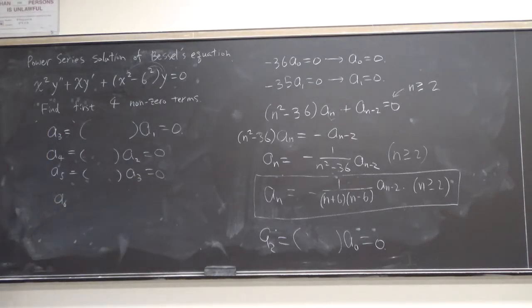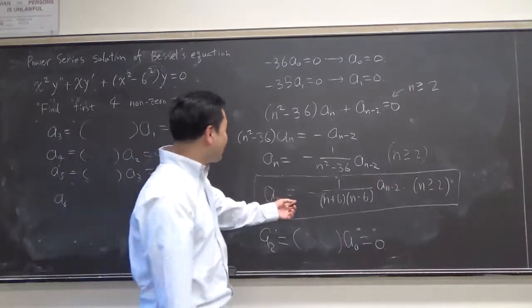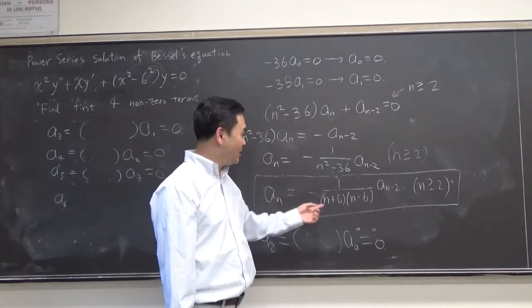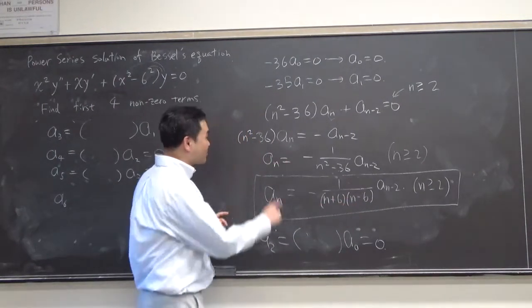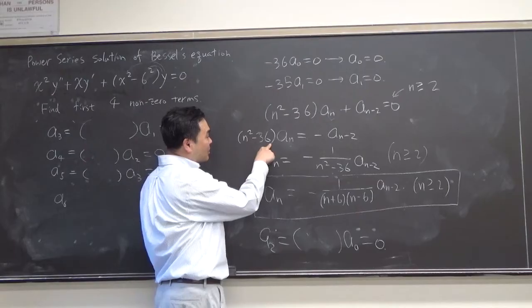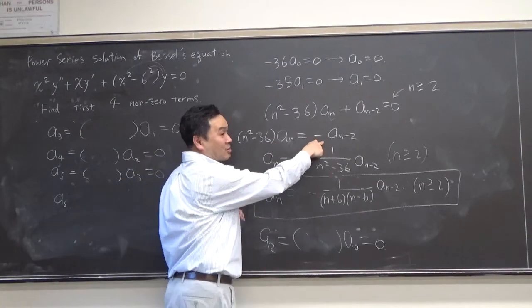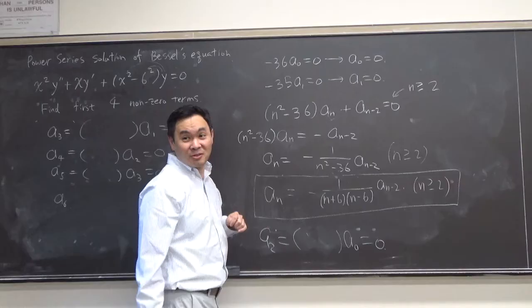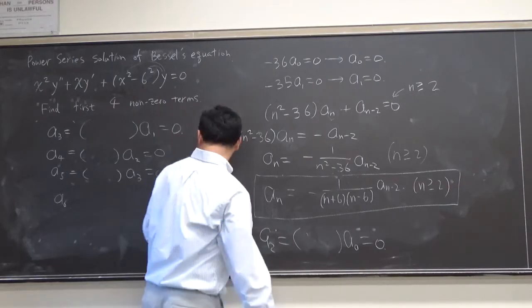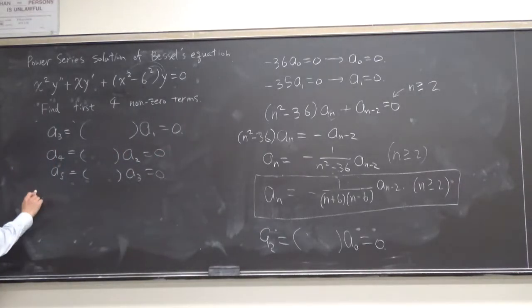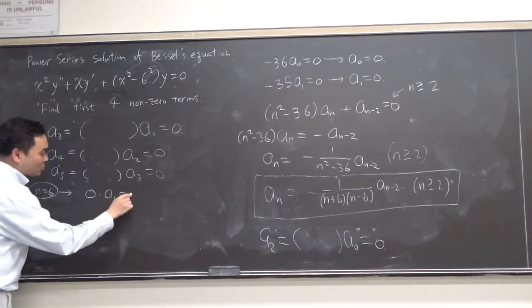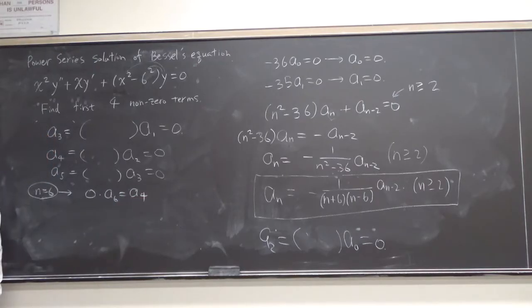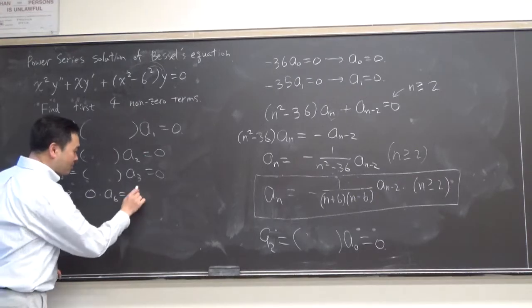It doesn't exist, it goes to infinity. This thing breaks down at a6, right? Why? When n is 6, you get 0 in the denominator. So if you go back and plug in n equals 6, it says 0 times a6 equals a4. But what does that say? That means a4, which is 0. So you get a4 is 0.